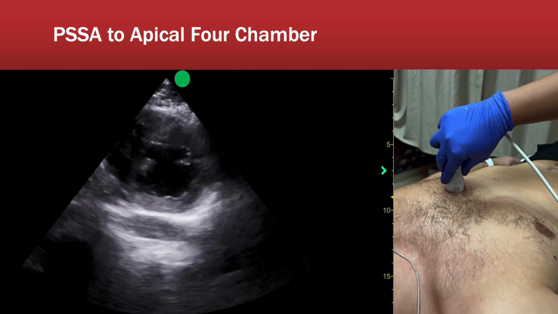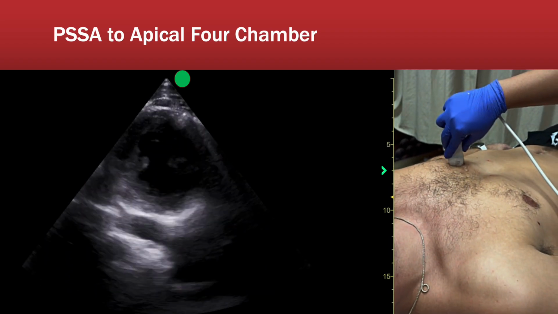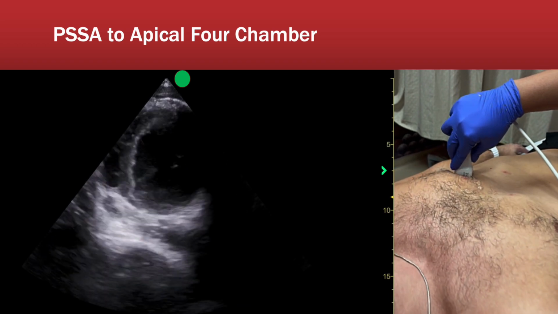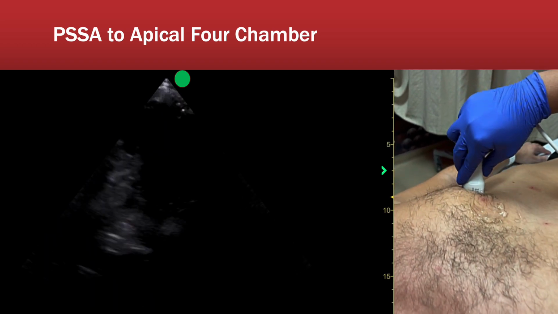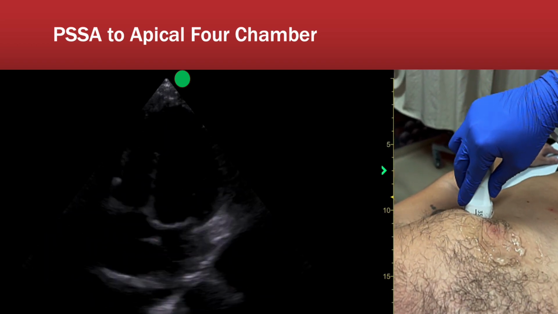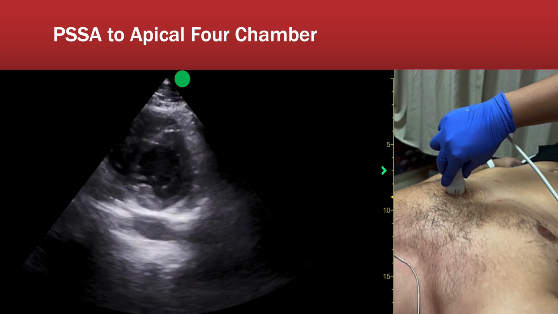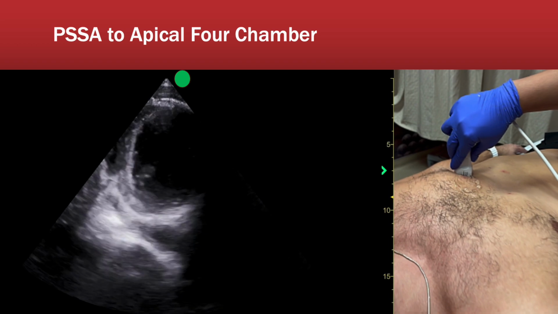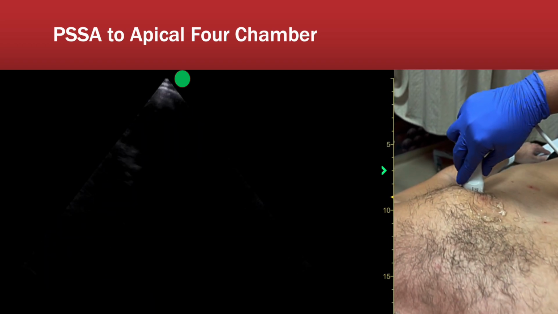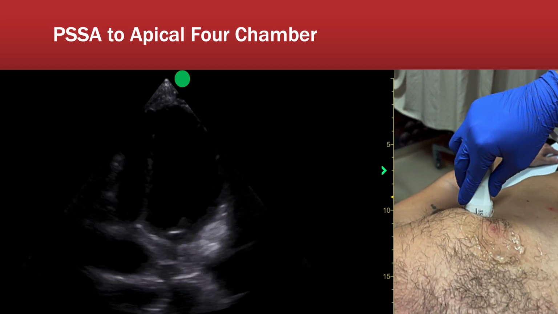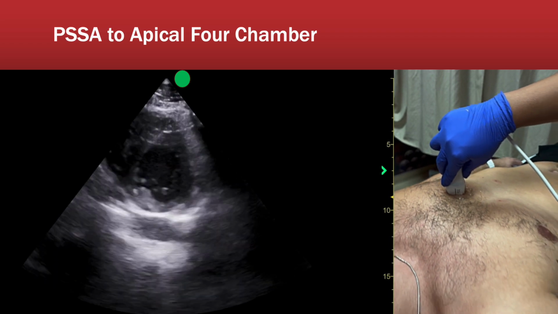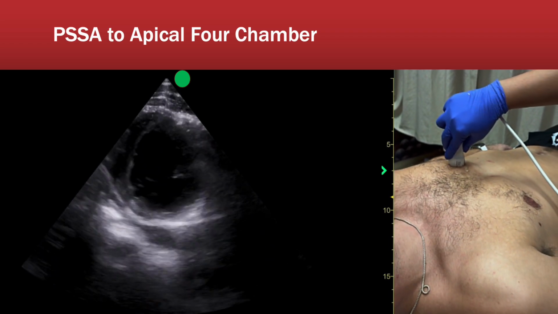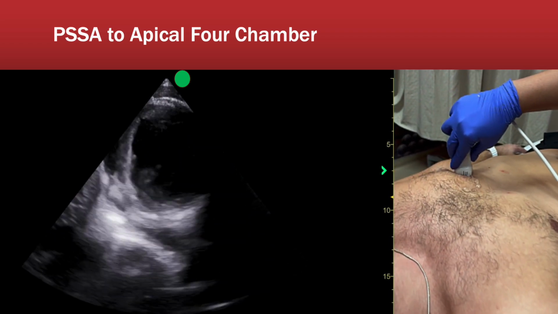So again, from the parasternal short axis, all we're doing is sweeping down underneath the nipple in this particular male and turning the transducer towards the left flank. And as you travel down, you can see that the heart disappears and then appears again, and then you start seeing the atriums in the far field of the screen.